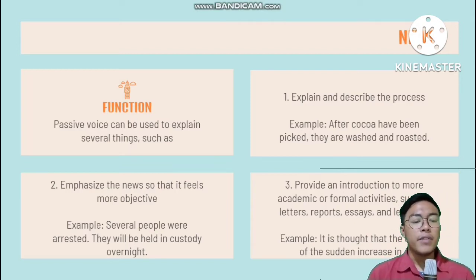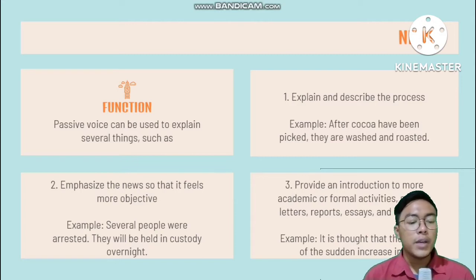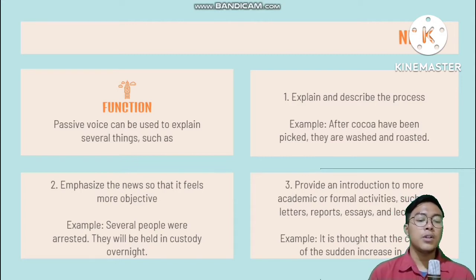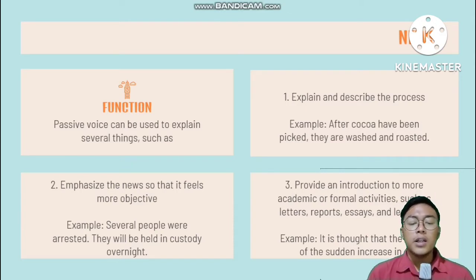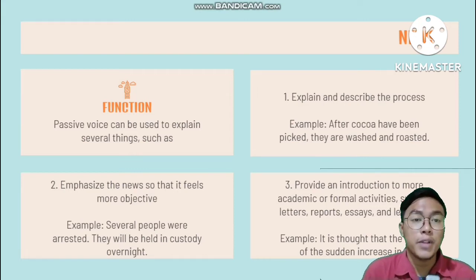For example, several people were arrested. They will be held in custody overnight. And the third, the last one, is to provide an introduction to more academic or formal writing, such as letters, reports, essays, and lectures. For example, it is thought that the cause of the sudden increase in blah blah blah, for example.